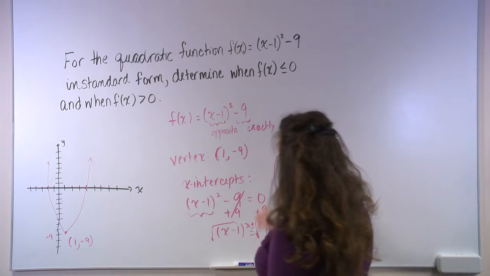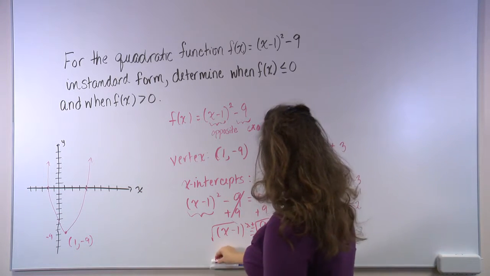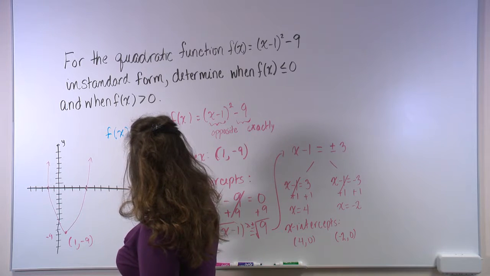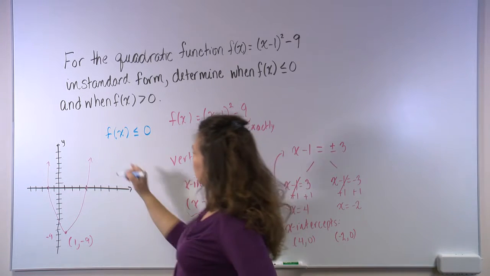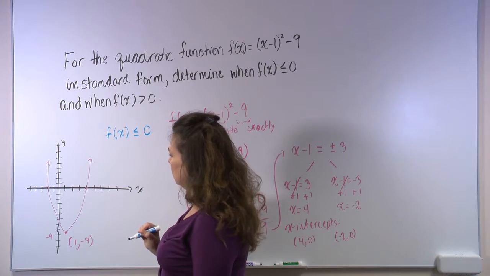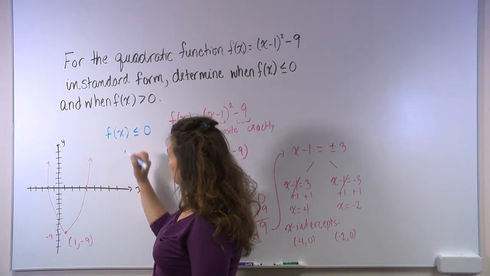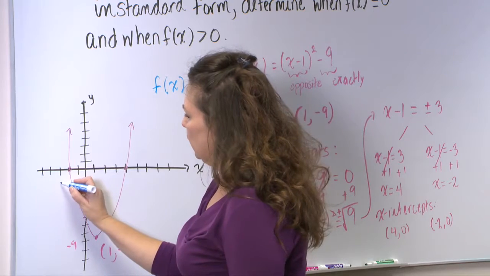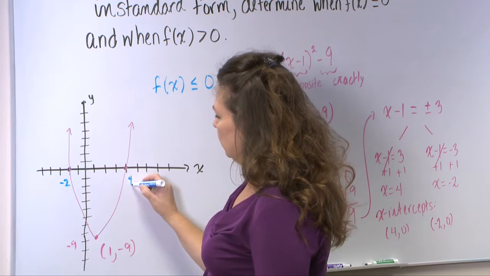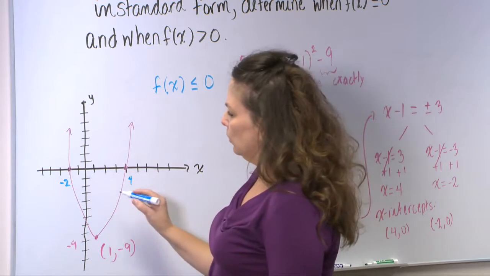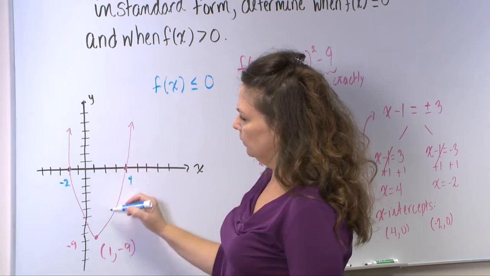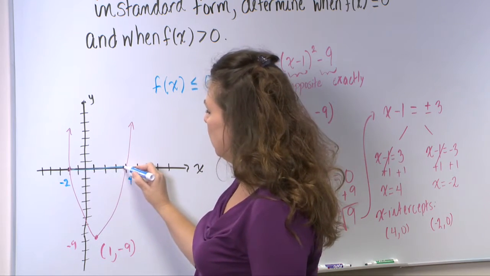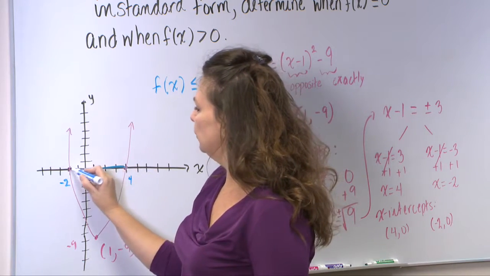So the next thing I'd like to do is determine when the function is less than or equal to 0. So that is when f of x is less than or equal to 0. So this is saying when those y values are less than or equal to 0. For what x values are the corresponding y values less than or equal to 0? So I know this x value here is negative 2, and I know this x value here is 4. So the graph, our parabola here, is below the x-axis for any x values between -2 and 4.